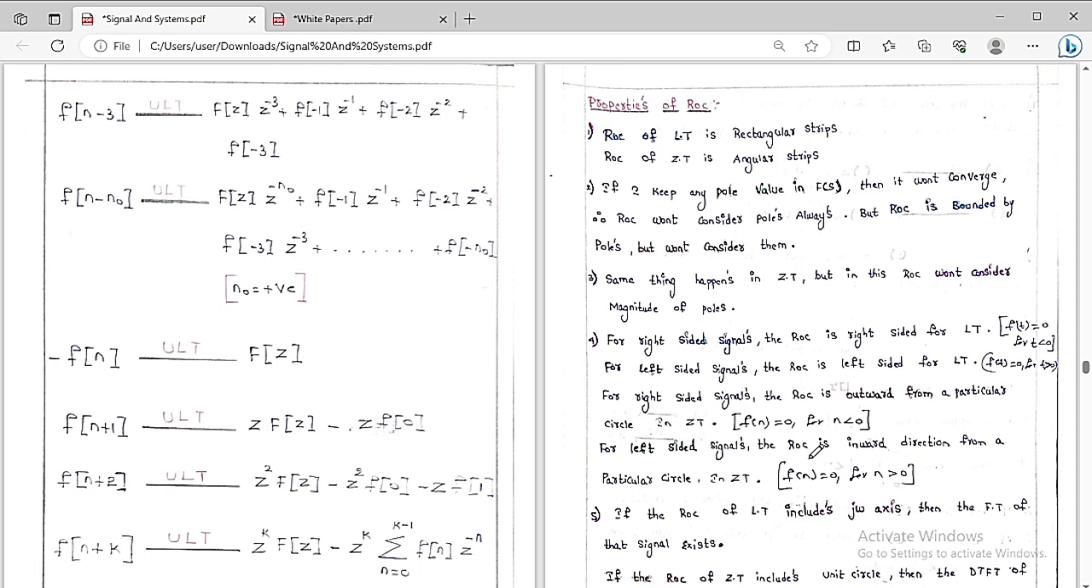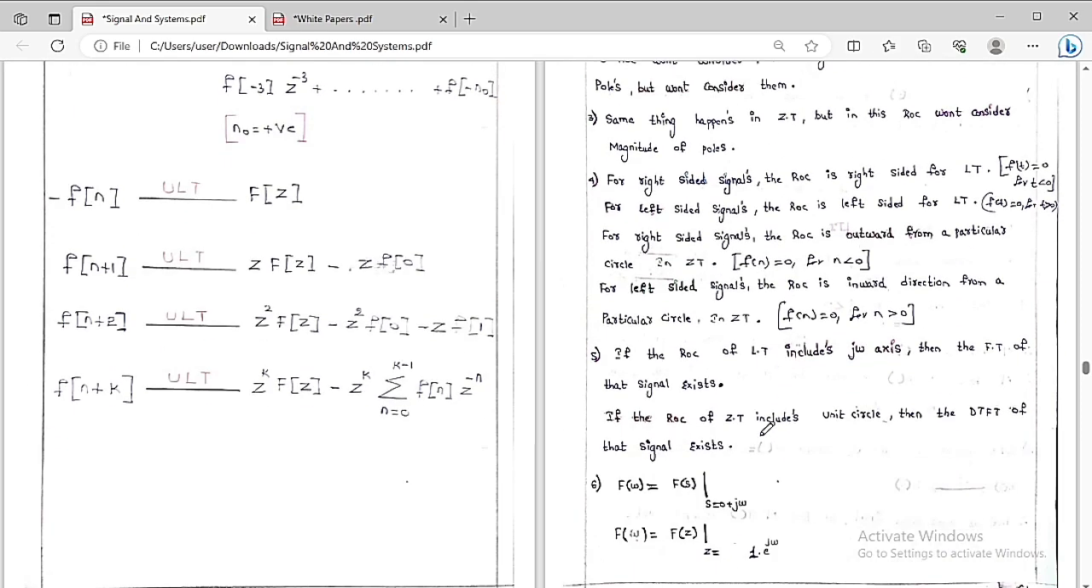So just by seeing the ROC, we can comment on the type of the signal, and just by seeing the signal, we can comment on the ROC. Listen carefully: by seeing the signal, we can comment on the ROC, and by seeing the ROC, we can comment on the signal. This point you always have to keep in your mind.